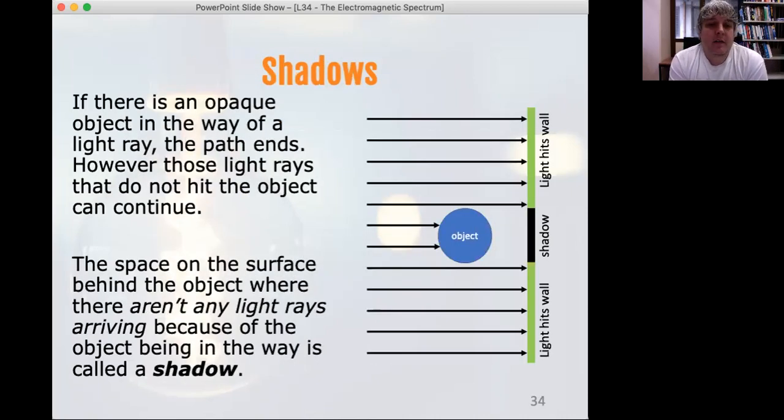If you've got parallel light rays coming in, and you put an object in the way of them, then where the rays do not hit the wall or the surface behind the object is called a shadow. We're all familiar with shadows. This shouldn't be new information for you. It's the same definition in English or in general language as it is in scientific language. A shadow is just the area where the light doesn't hit.